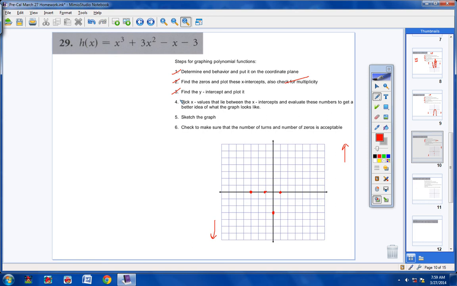Let's pick some x values between the x-intercepts and figure out what's going on. Before I do that, I want to get a rough idea of the graph. I know it's going to be going down. It's probably going to hit here, come down, hit here, and go up. That's a pretty good guess as to what the graph's going to look like. And it fits everything. The maximum number of turns I can take is 2, 3 minus 1, and the turns are 2. The maximum number of zeros is 3, and I have 3. It's going down here, it's going up over here. That looks like a pretty good guess, but let's make sure, okay?